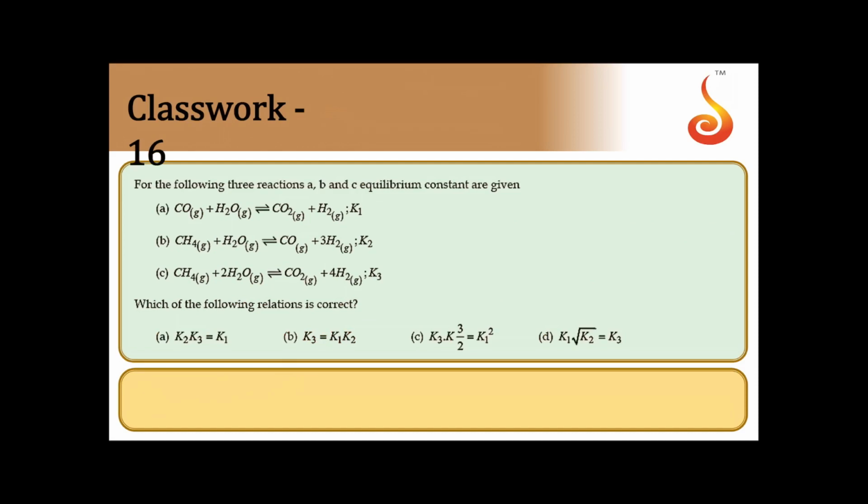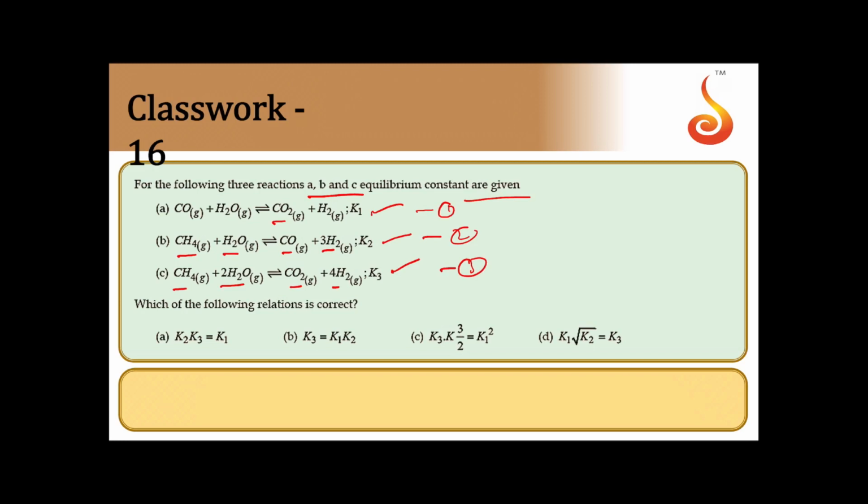For the following three reactions A, B and C, equilibrium constants are given. CO plus H2O giving rise to CO2 plus H2, K1; CH4 plus H2O giving rise to CO plus 3H2, K2; and CH4 plus 2H2O giving rise to CO2 plus 4H2, K3. Let us take these as equation 1, equation 2 and equation 3. By observing, we can say that adding equations 1 and 2 gives the third equation.